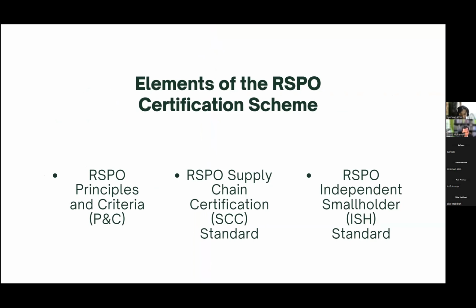So these are the elements of the RSPO certification scheme. We have RSPO PNC, we have the RSPO supply chain certification standard, and we have the RSPO ISH standard. So let's talk about the first one, RSPO PNC. How many principles of RSPO do we have today? Six. Yes, six.